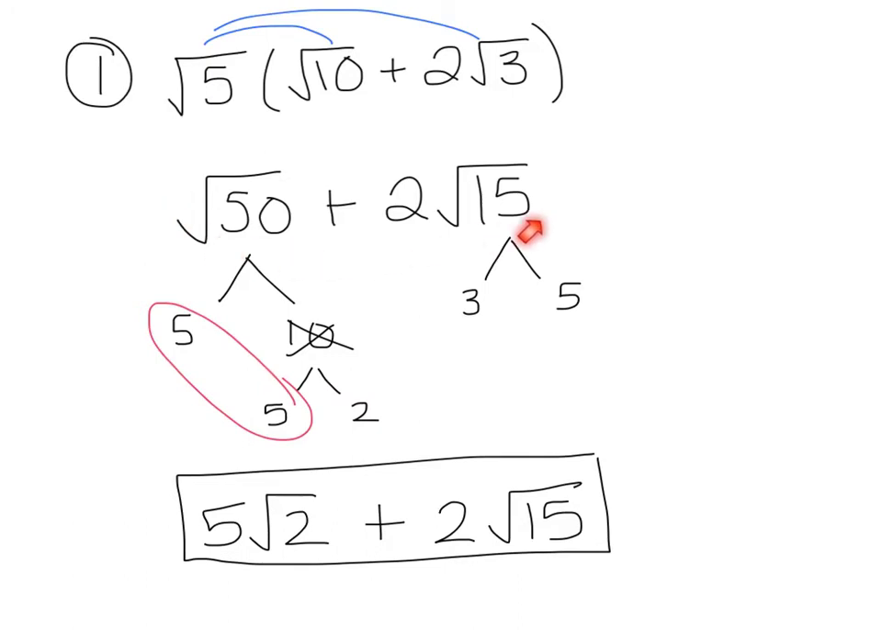So if you would have left your answer as square root of 50 plus 2 square root of 15, it would have been partially wrong because you need to simplify the square root of 50 to 5 square root of 2. And I can't add these together, remember, because they're not the same radicals. That was in video 2 if you need to go back and rewatch that.